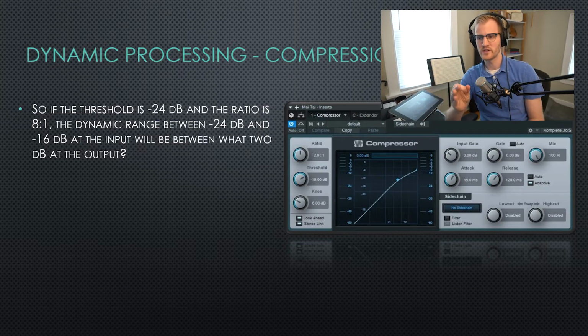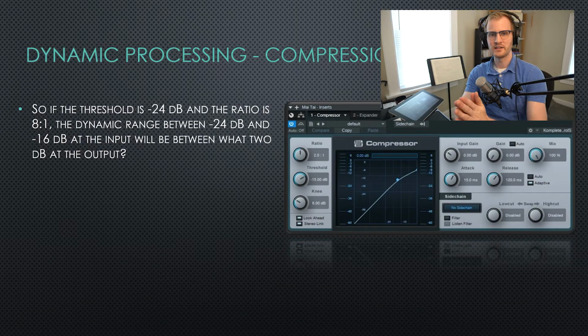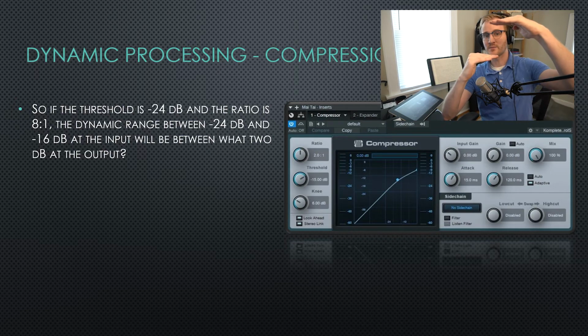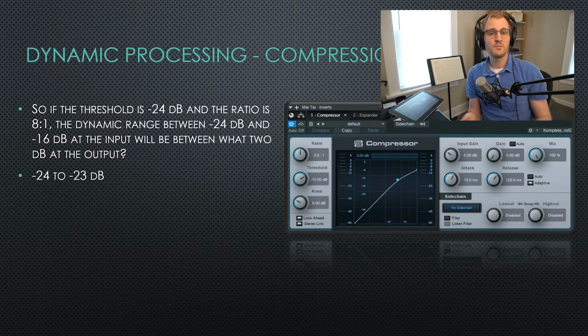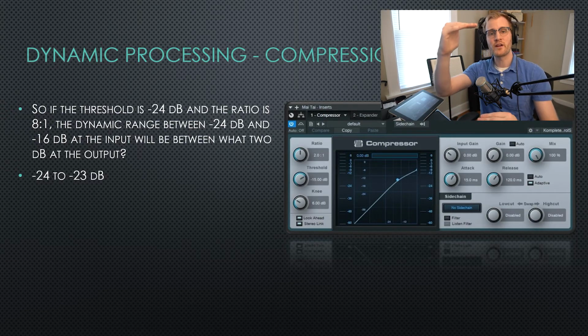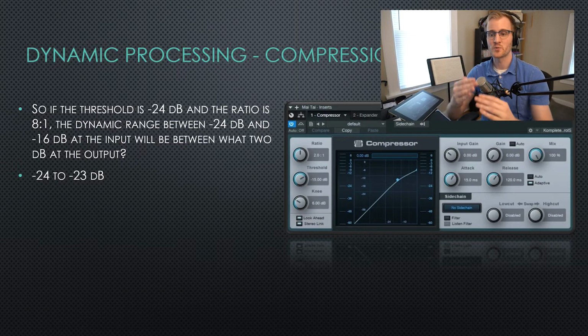Okay, so think about that for 1 second. I'm sending a signal in that goes between -24 and -16. So -24 is here, that's my threshold, and normally it gets up to -16, but we've hit that threshold with a ratio of 8 to 1. So how much will the output be scaled down by? It's going to be between -24 and -23 because we've gone 8 decibels above, so we are now scaling down by 8 decibels, and we're going to get no more than -23 decibels on the output.